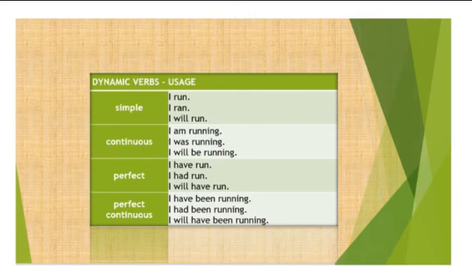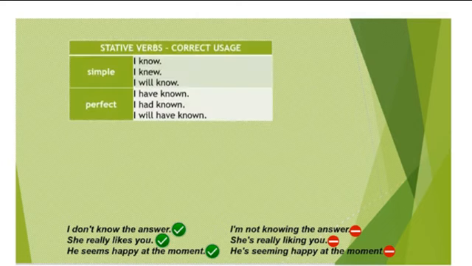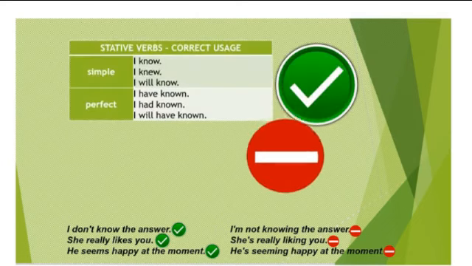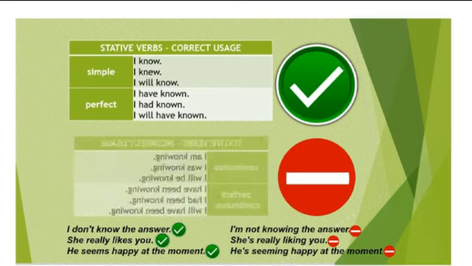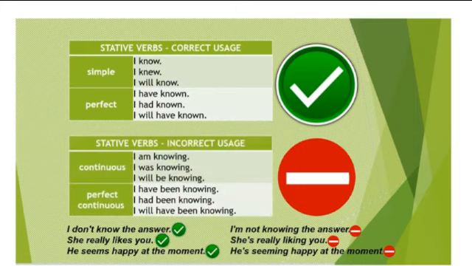We use them regularly. But here come stative verbs. So we'll be discussing the correct and incorrect usage. For example, in the simple tense of a stative verb, I could use: I know, I knew, I will know. Or in the perfect aspect, I could say: I have known, I had known, I will have known. But here there is a big red mark.